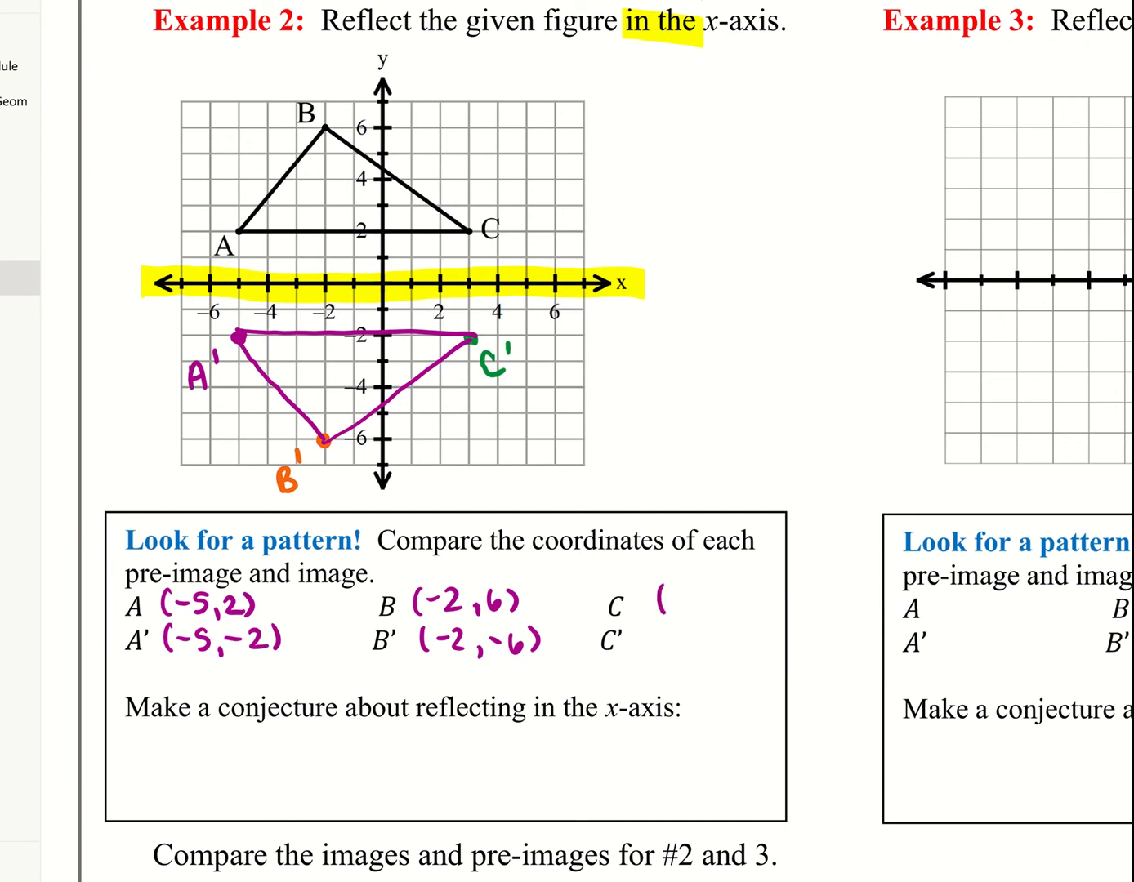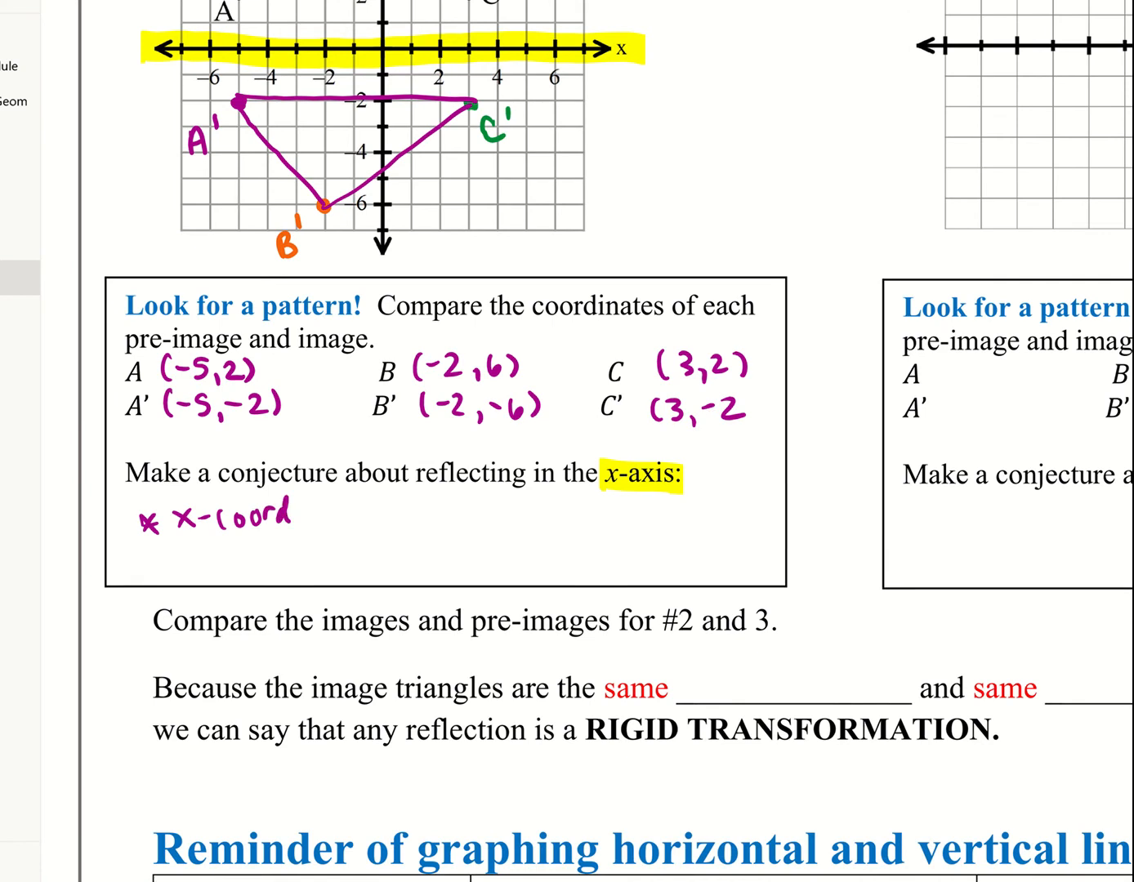Point C was at 3, 2. C prime is at 3, -2. Well, when you reflect things in the x-axis, what happens is that the x-coordinate stays the same, and the y-coordinate changes signs. It's still the same number for the y-coordinate, just with the sign change.